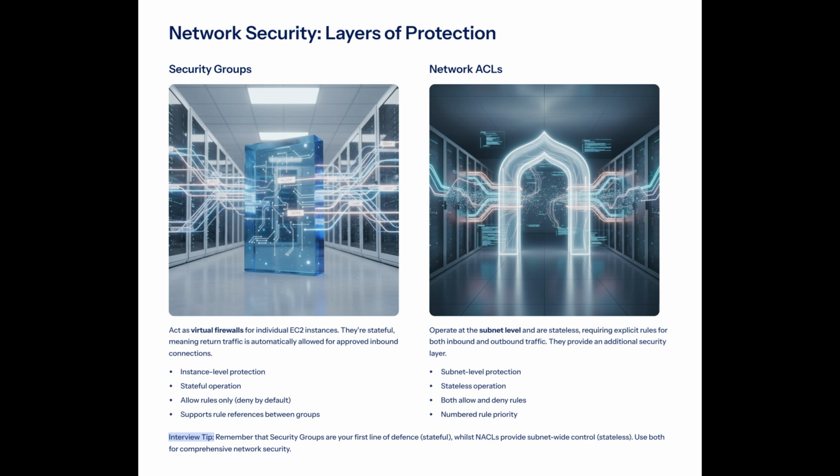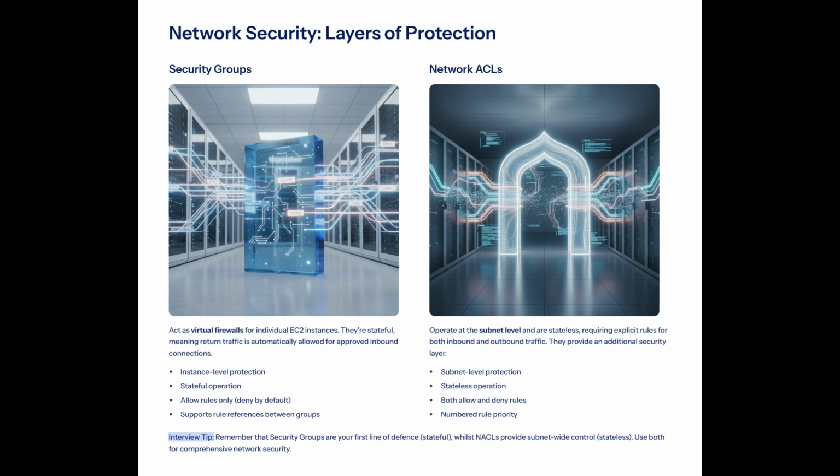Now let's go through some real-world scenarios. In an e-commerce platform, the public-facing web servers might sit in a public subnet. Security groups would allow inbound HTTPS traffic to those servers, and nothing else. Meanwhile, the network ACL for the subnet might deny all traffic except web ports, providing subnet-wide protection against malicious traffic.